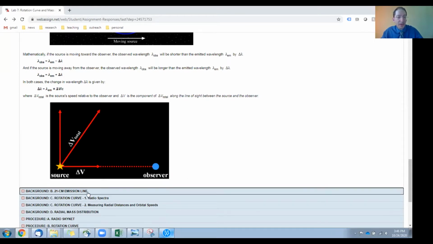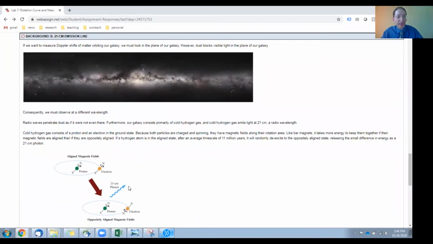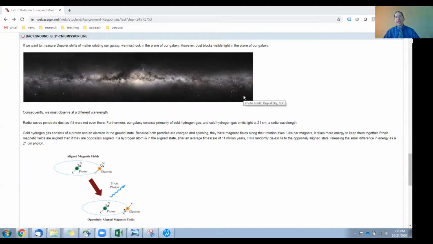But now let's go into background section B on the 21 centimeter emission line. So here we're looking at a visible light picture of the plane of our Milky Way galaxy in galactic coordinates. The galactic center is here, and the plane is horizontal about it. Now, if we want to study the motion of our Milky Way galaxy, we need to peer into this plane.